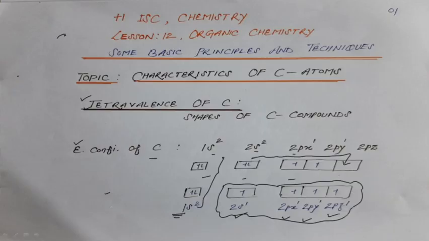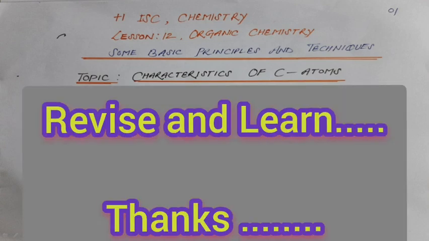Dear students, please revise and learn the characteristics of the carbon atom: tetravalency, catenation, shapes of carbon atoms, hybridization of the carbon atom, and why carbon compounds are so numerous in nature, and what the reasons are. So these are the concepts. Learn these.